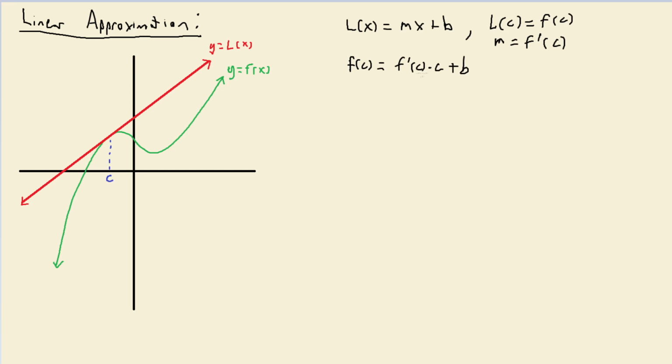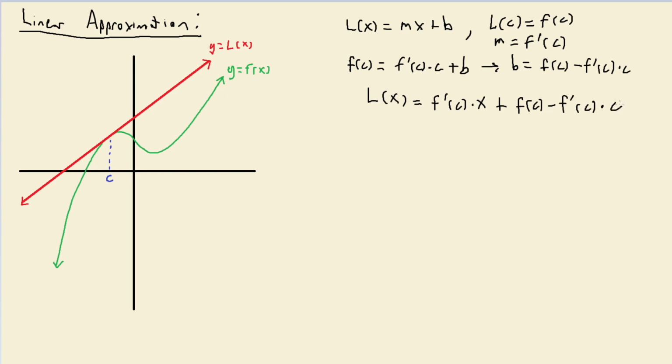I could just subtract f prime of c times c from both sides. So now, based on this, I have enough information here. I get b is equal to f of c minus f prime of c times c. And now I can rewrite L of x in its final form purely in terms of variables that are based on the function f of x. So I would get m, my m value here is going to be f prime of c multiplied by x, plus, what's our b value here? Our b value here is f of c minus f prime of c times c.